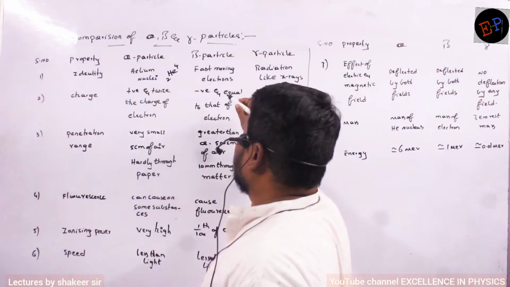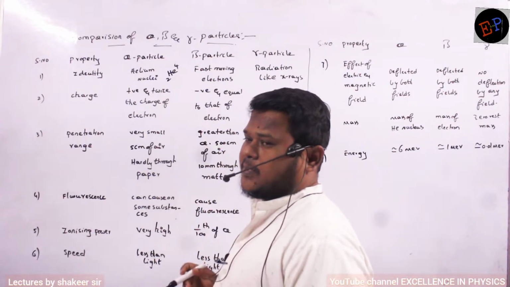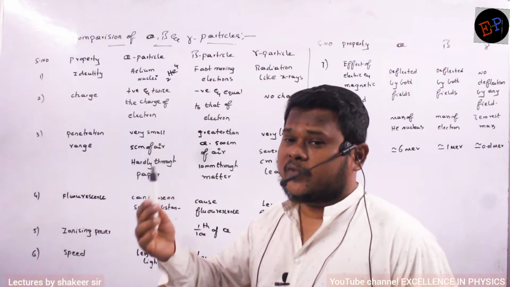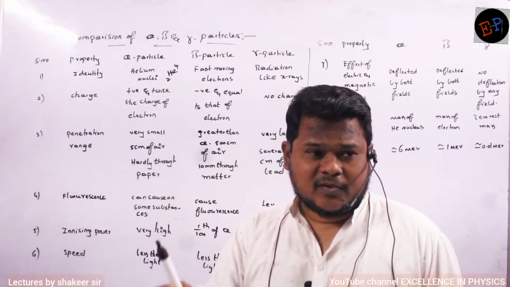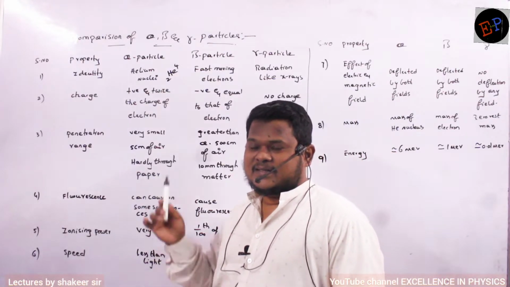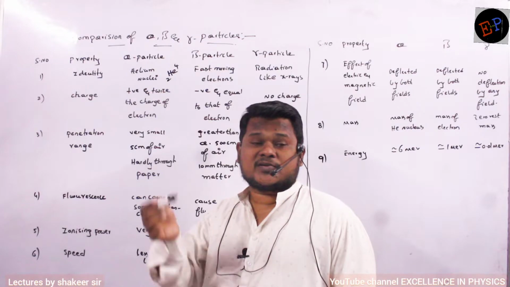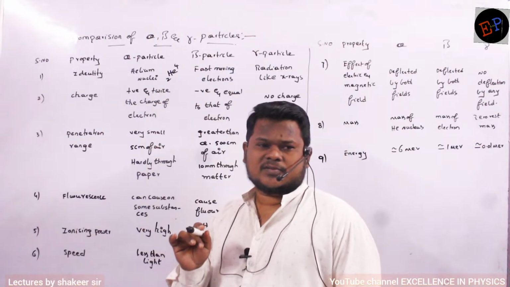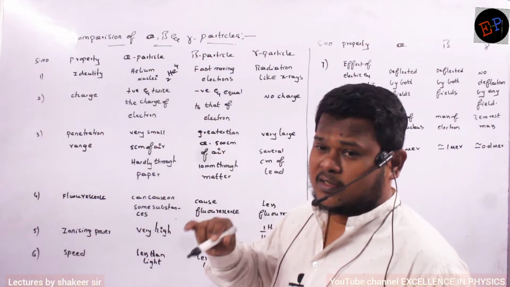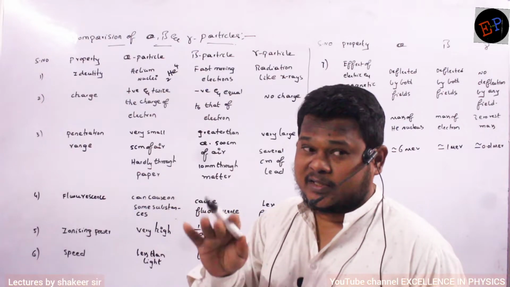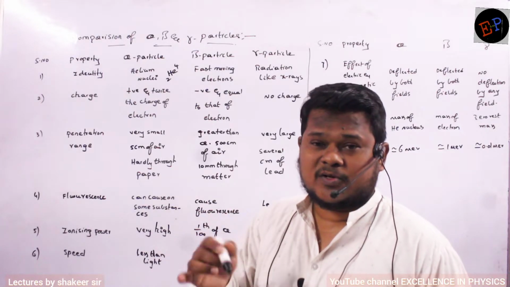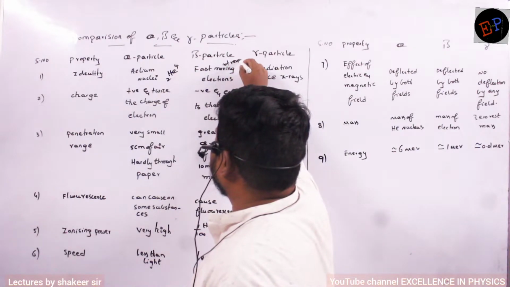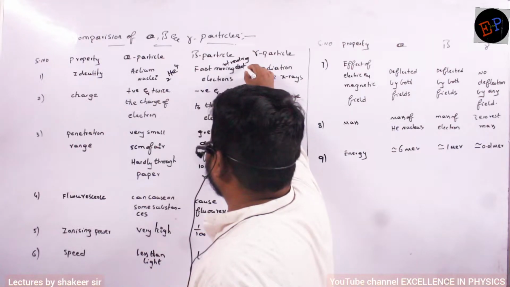And beta particles, they are nothing but electrons. But these are not the electrons that were revolving around the nucleus. These are the electrons which are created inside the nucleus. But they are just like electrons only. Mass is the same, charge is the same. But they are not the electrons which are revolving around the nucleus. They are formed inside the nucleus. So here you can write: not revolving electrons.